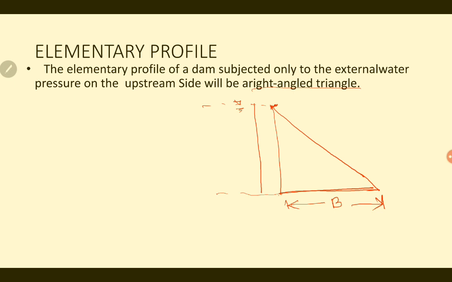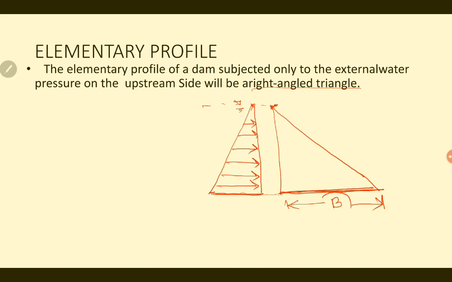How will the hydrostatic pressure diagram be? This will be the hydrostatic pressure diagram. Wherever the hydrostatic pressure diagram has the maximum width, the dam will also have the maximum width. Where the hydrostatic pressure diagram is a point, the dam will also be a point. So it's a right angle triangle with the width at the water surface equal to 0, and the width at the base equal to B. This is the elementary profile, a right angle triangle. Now we will analyze this elementary profile and find out the various stresses and the various widths.